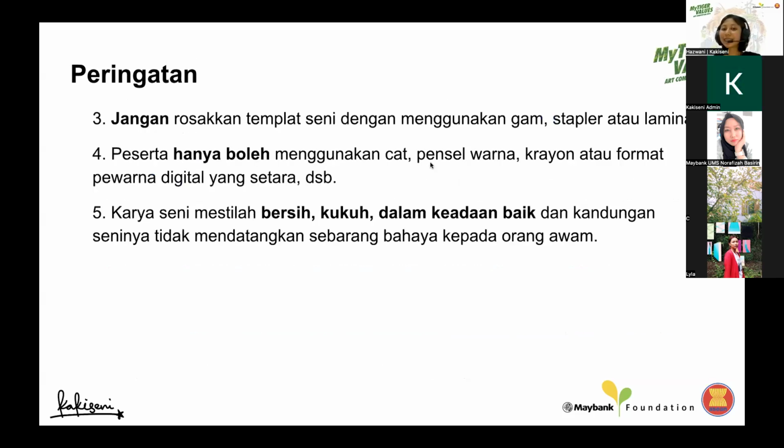Okay, next. So untuk template seni ni nanti kami akan tunjuk. Template seni untuk sekolah ni jangan rosakkan. Tak boleh guna gum, tak boleh guna stapler dan tak boleh laminate. So bila diorang download, diorang dah print, untuk nak color dan melukis, diorang hanya boleh gunakan cat, pensel warna, crayon dan apa-apa format pewarna digital. Macam contoh Procreate ke. So sebab ini lebih kepada pertandingan mewarna dan melukis. So karya seni yang dihantar mesti bersih, kukuh dan dalam keadaan baik. Okay, next.